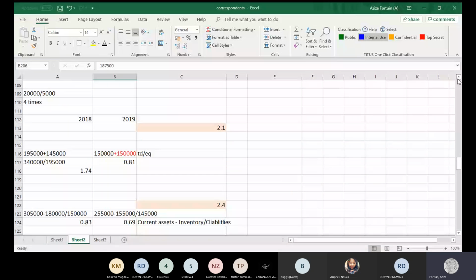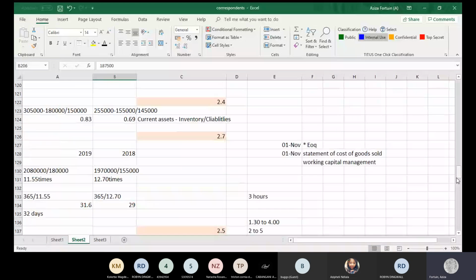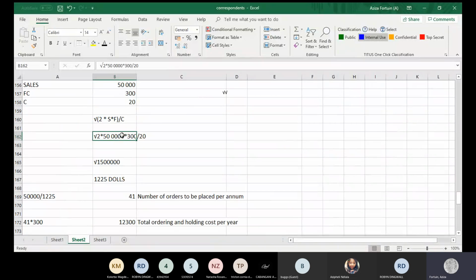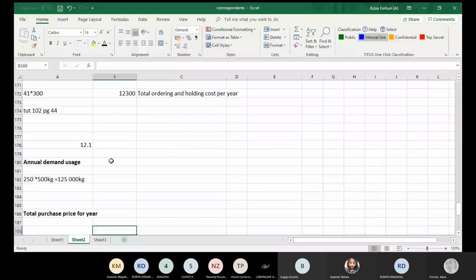Okay, let's go back there. Let's start right from the beginning. For the annual demand, we need 3 things. We need our annual demand usage. We need the purchase price as well to calculate the EOQ in this case. So step 1 is we're going to calculate the annual demand for the year. They gave us that there were 250 days and it was 500 kgs. So my annual usage for the year is 125,000 kgs.